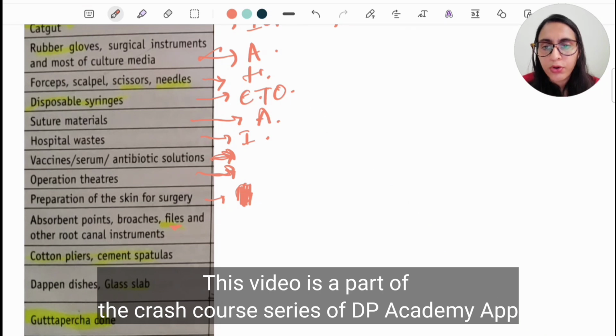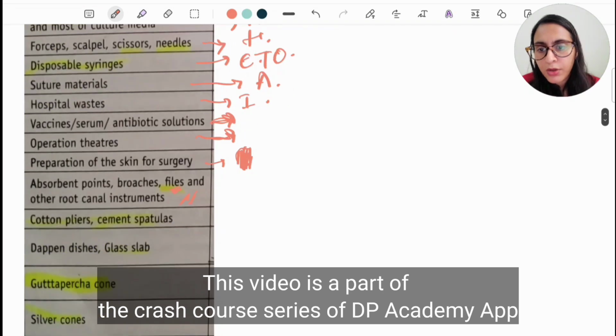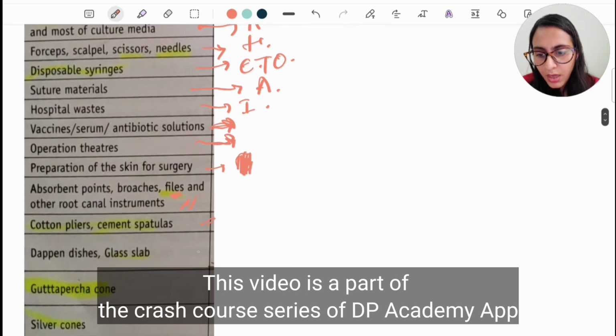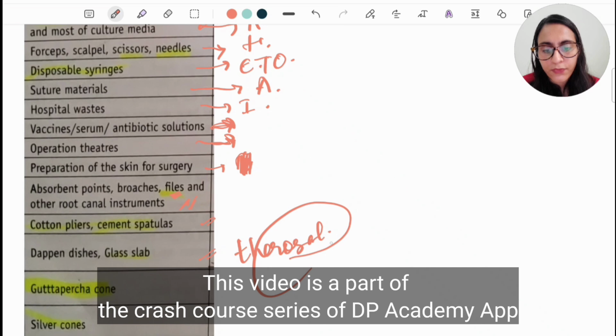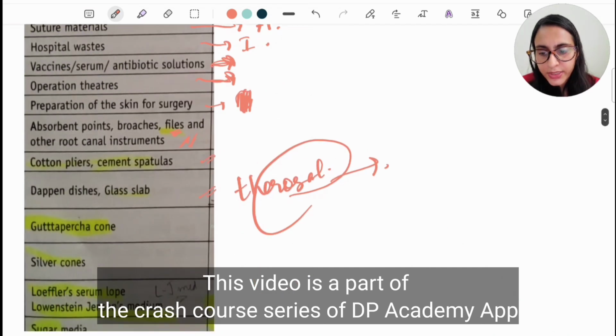For paper points, broaches, files, or any root canal instrument, we use the glass bead sterilizer. You can also call it the hot salt sterilizer or the glass bead sterilizer. Both are one and the same thing. For cotton pliers and cement spatulas, you can use flames, so you can pass them through the flame several times. For dappen dishes and glass slab, you can use thermosol, followed by double swabbing with alcohol.